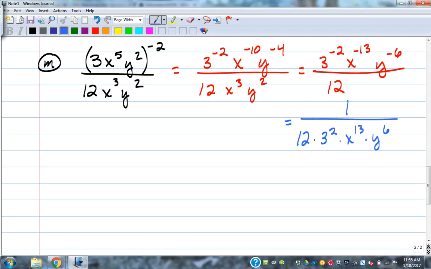Now let's work out the bottom a little bit. We can do those numbers there. They're not too big. 3 squared is 9 times 12. 108.